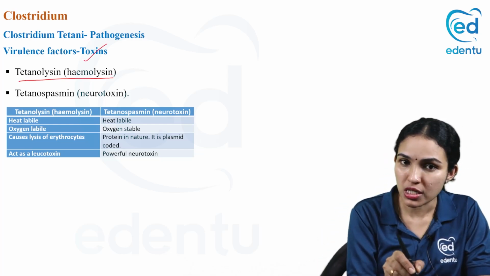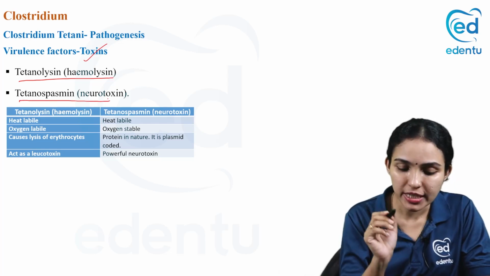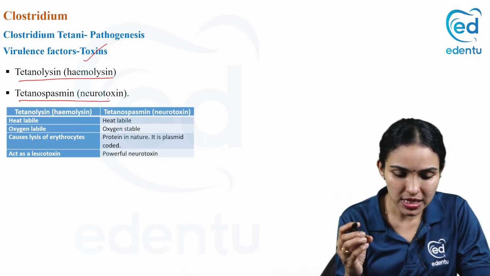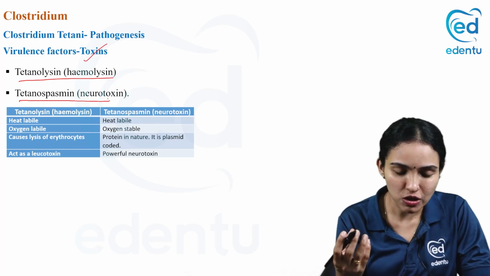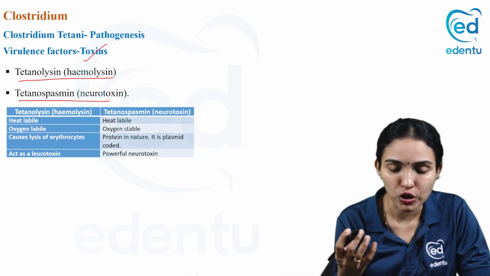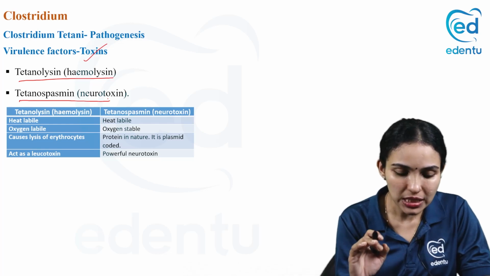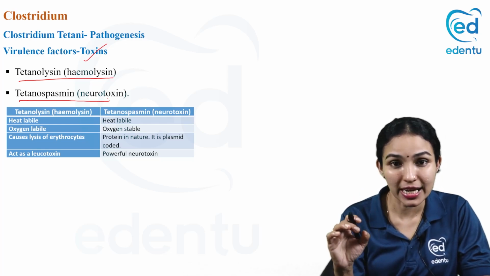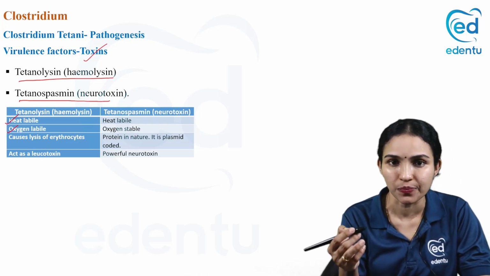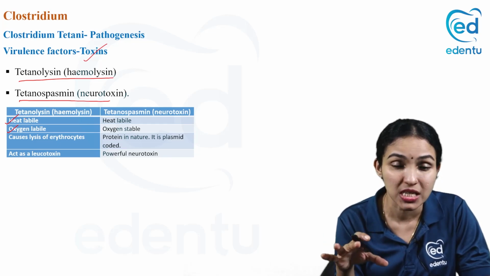There are two types of toxins produced by Clostridium tetani, tetanolysin and tetanospasmin. Tetanolysin is actually a hemolysin which will lyse the RBCs, and it can produce hemolytic colonies on blood agar, and it acts as a leukotoxin also. It can destroy WBCs, not only RBCs. When we talk about the stability of the toxin, tetanolysin is a lysin, no? It's very labile. It's labile to heat, and also labile to oxygen. It cannot withstand higher temperatures, and it cannot withstand the presence of oxygen.